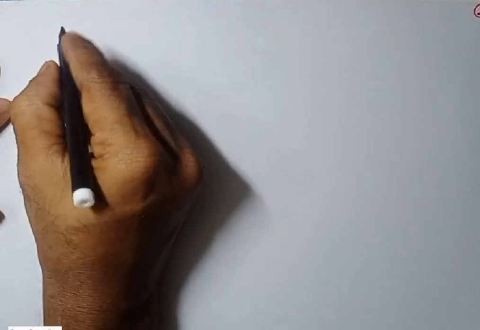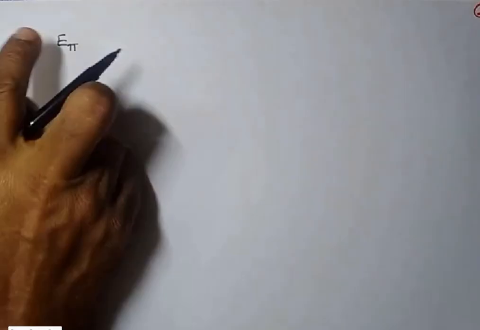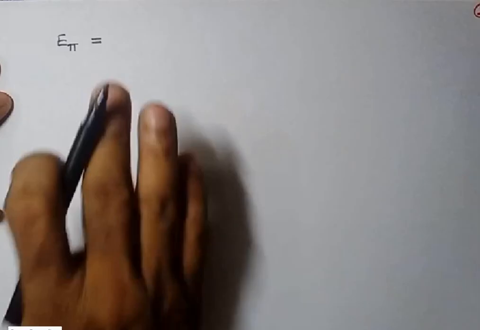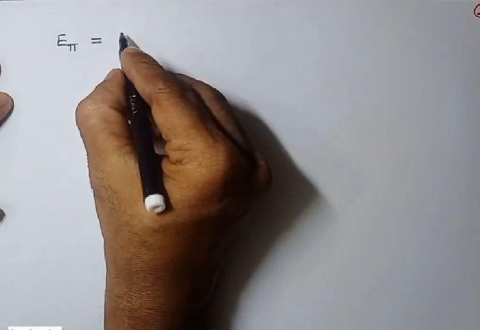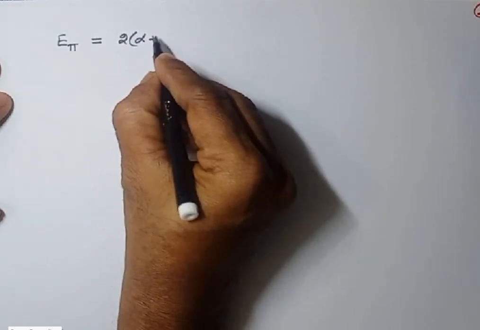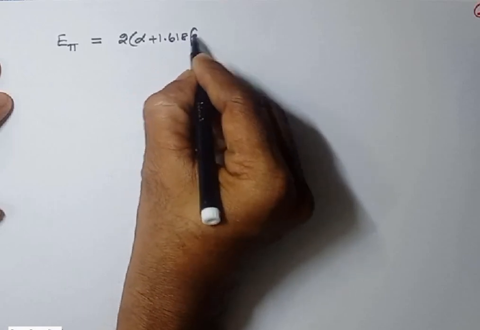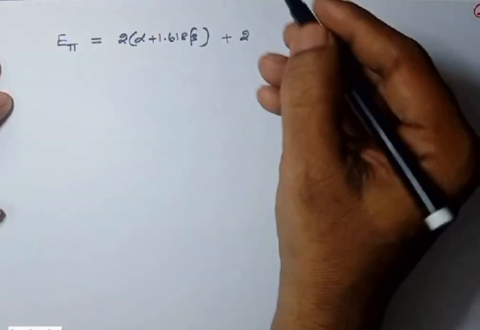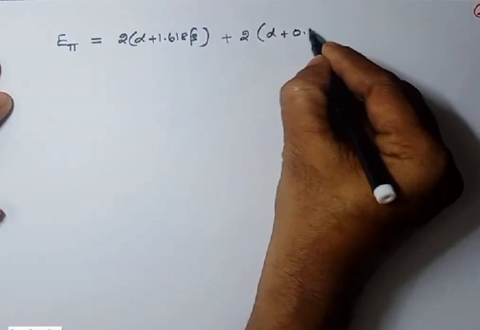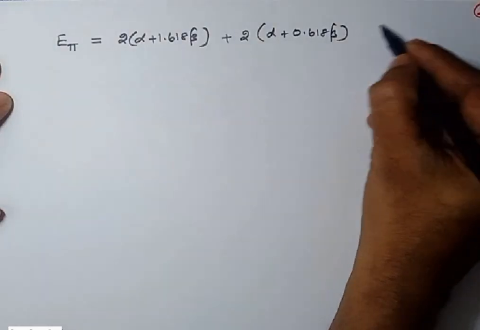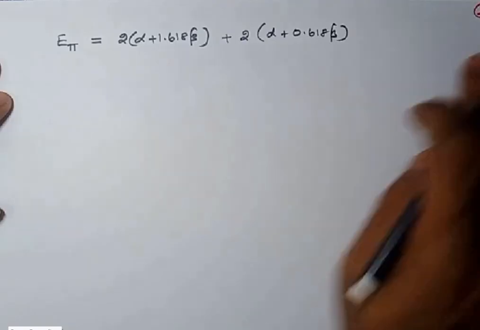So what is the pi electronic energy for the ground state? In the ground state configuration, 2 electrons are present in the lowest energy molecular orbital, whose energy is alpha plus 1.618 beta, and another 2 electrons are present in the next higher level, which is alpha plus 0.618 beta. Other orbitals are empty, so you need not consider them.